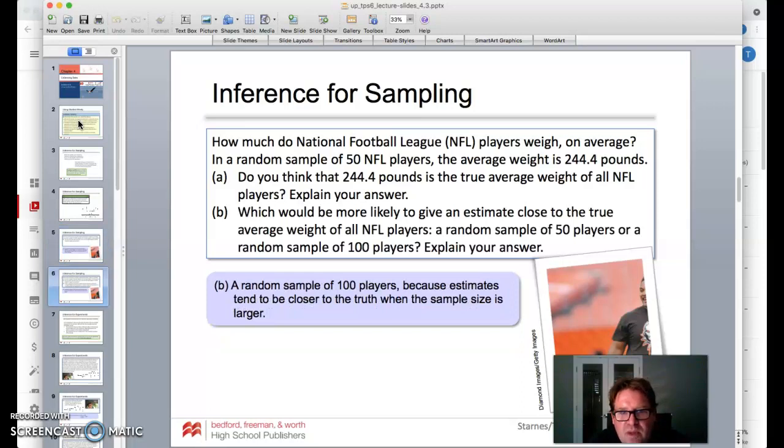It should be in the ballpark, a good estimate, but not exactly. Now, the other question is, which would be more likely to give an estimate closer to the true value, a random sample of 50 or 100? Well, obviously 100, because it tends to be closer since the sample size is larger. It gives you a better estimate.